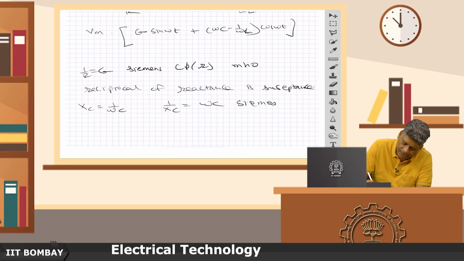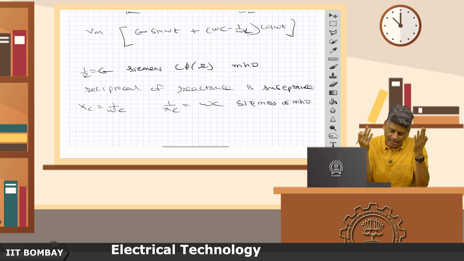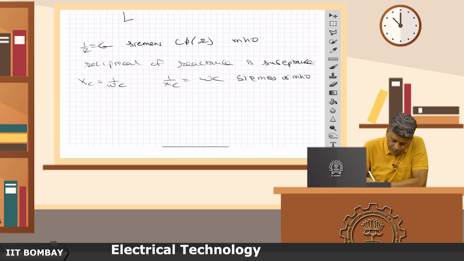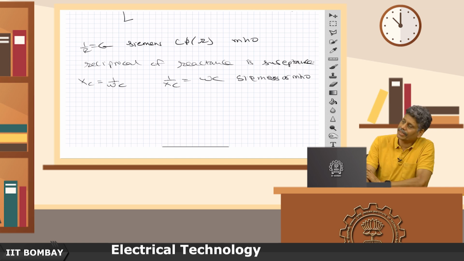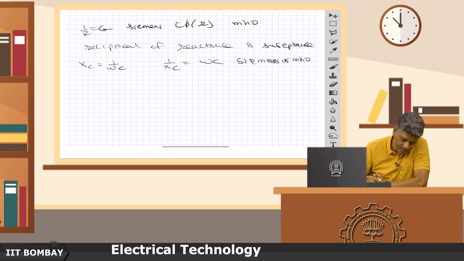All of them, mho is basically ohm spelled the other way around to indicate that we are talking of the reciprocal. And Siemens is the name of a scientist, so 1 by omega C, Siemens is also a very important company in electrical engineering. So 1 by XC will be omega C.